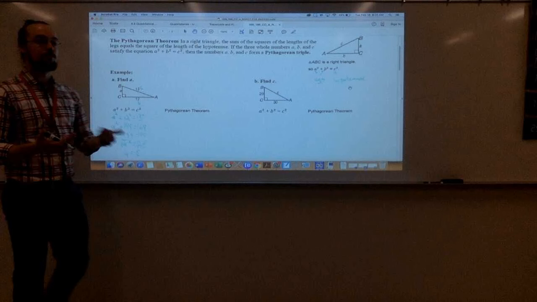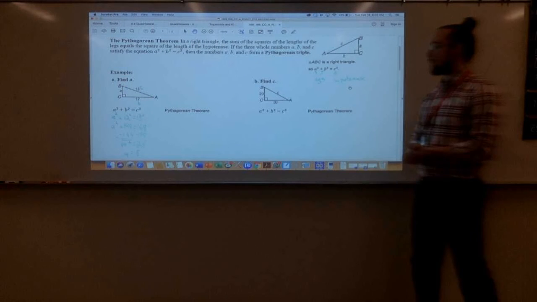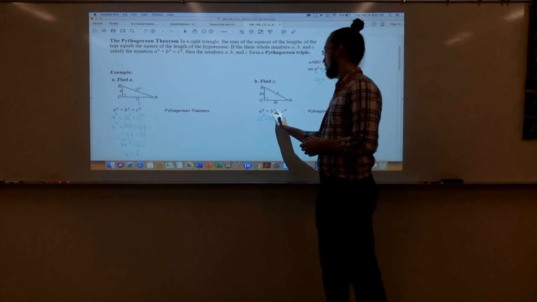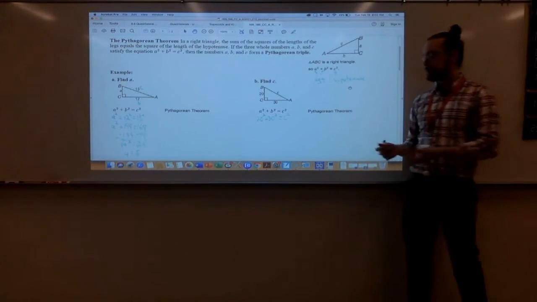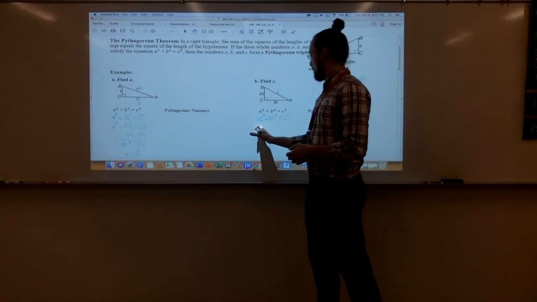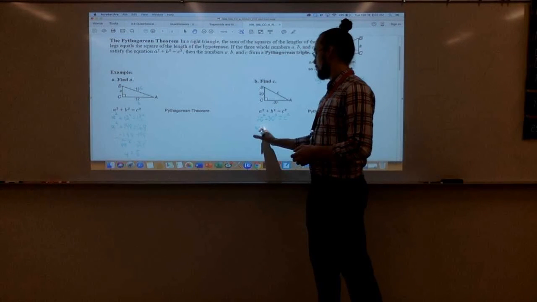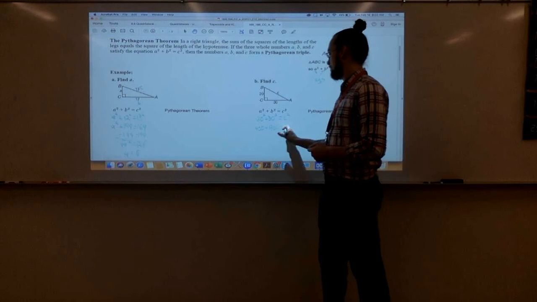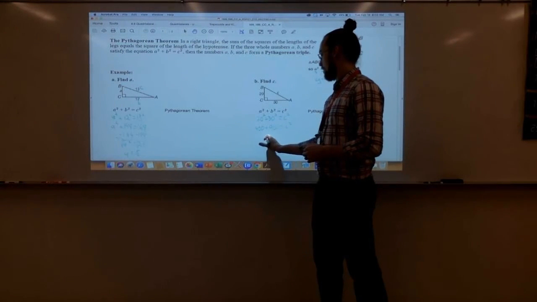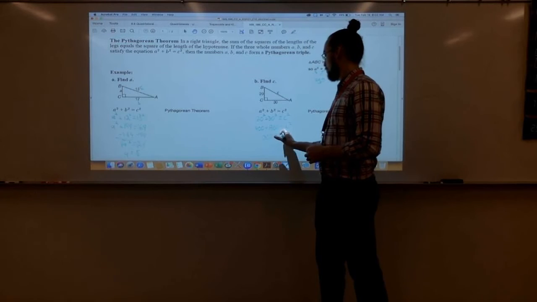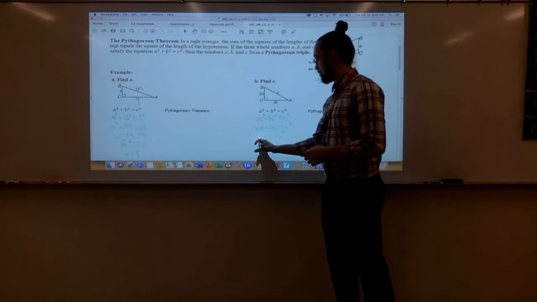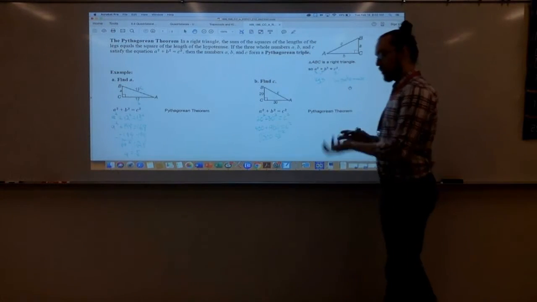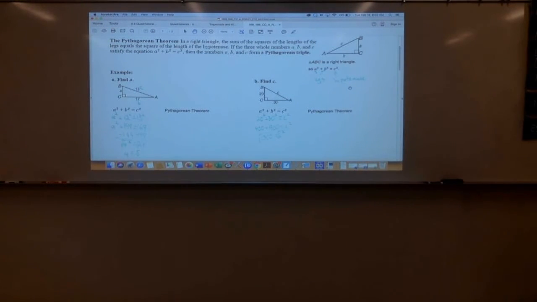Now we're missing the hypotenuse. So in this case, my setup would be 20 squared plus 30 squared equals c squared. 20 and 30 are the two legs. So 20 squared is 400. 30 squared is 900. So we get 1300 equals c squared. Then we can take the square root of both sides. The square root of 1300 isn't a nice number, right? 1300 isn't a perfect square.